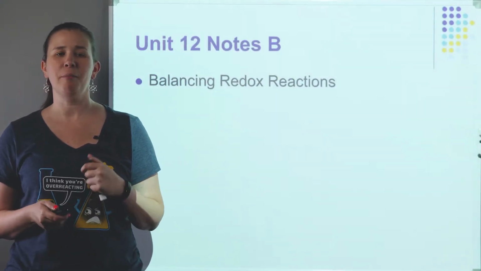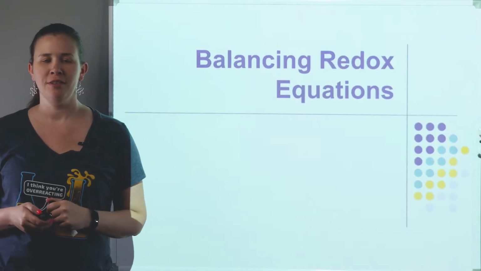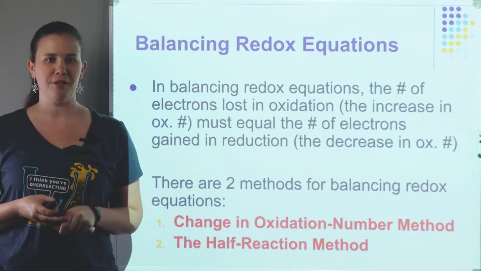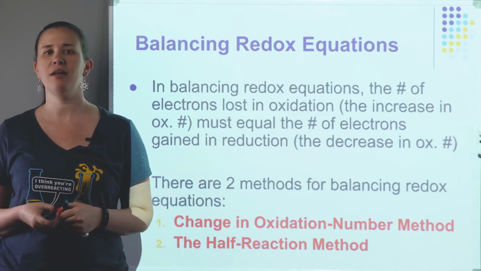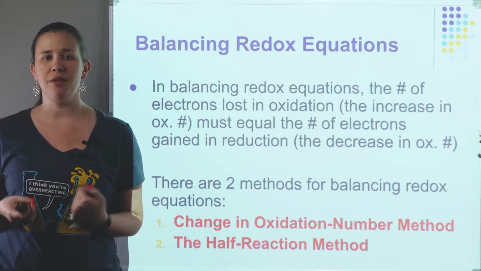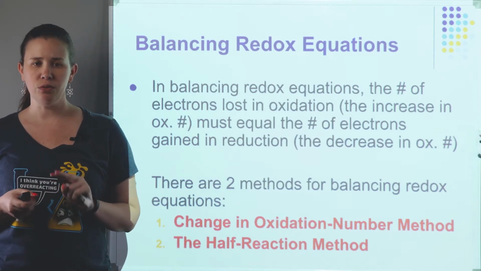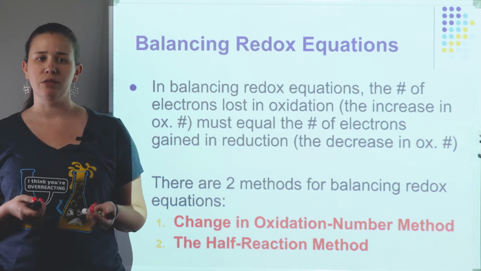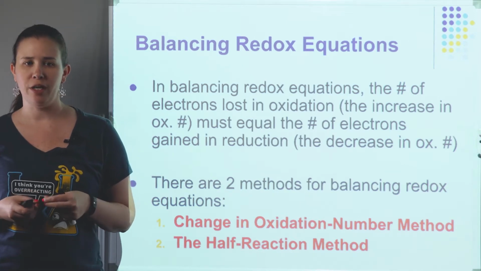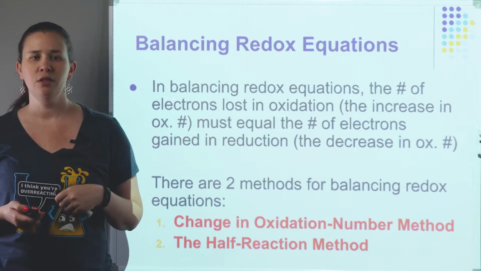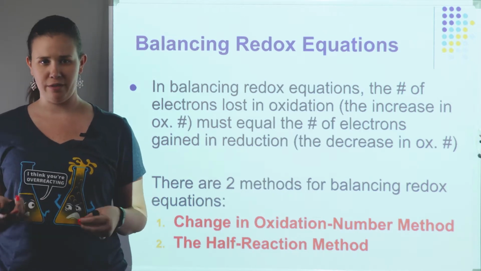Today we're going to study how to balance redox reactions. Balancing redox reactions is not as straightforward as balancing non-redox reactions because we also have to keep track of the oxidation numbers to make sure that the electrons are equal on either side of the reaction. So we're going to look at two different methods that you can use to balance redox reactions. The first is called the change in oxidation number method, and the second is called the half reaction method. You do need to know how to do both of these methods.